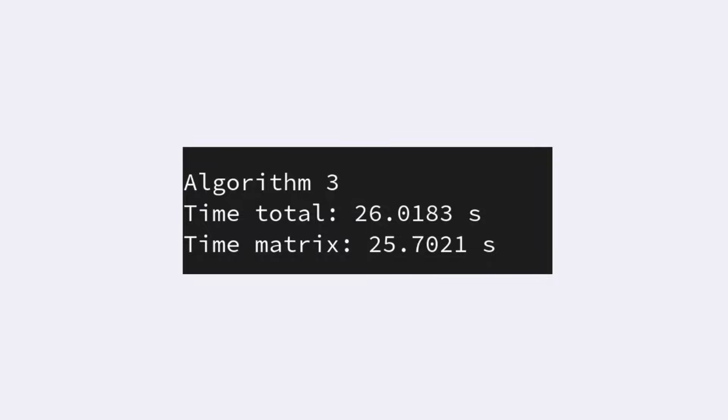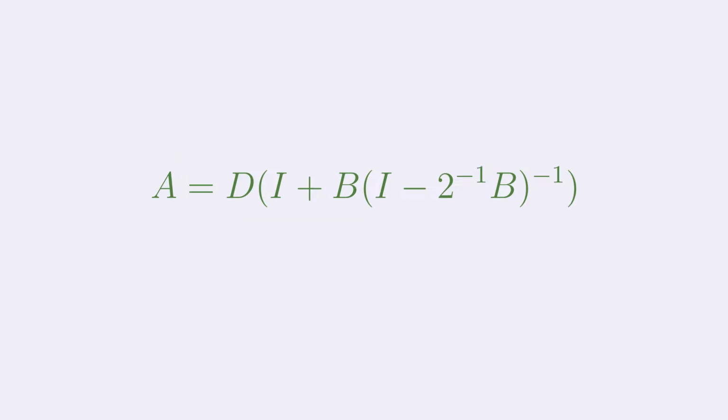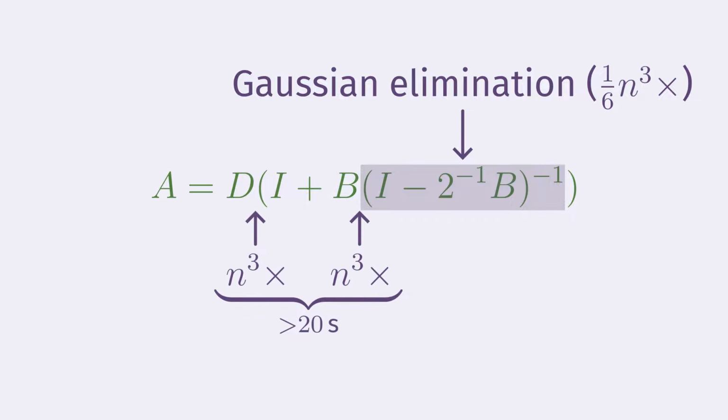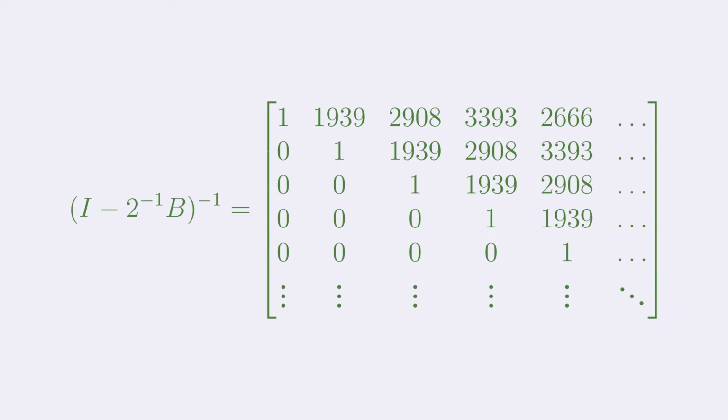The reason for this is that our goal is to calculate the matrix A, while Gaussian elimination only gives us the inverse of I minus 2 inverse B. To get A, we still have to multiply by B, then by D, which is 2 n by n matrix multiplications, and this takes 20-something seconds. To be honest, I was content with 26 seconds.